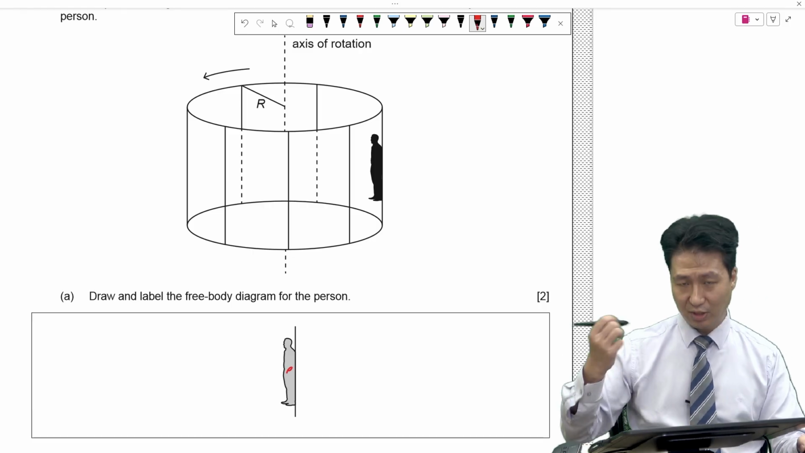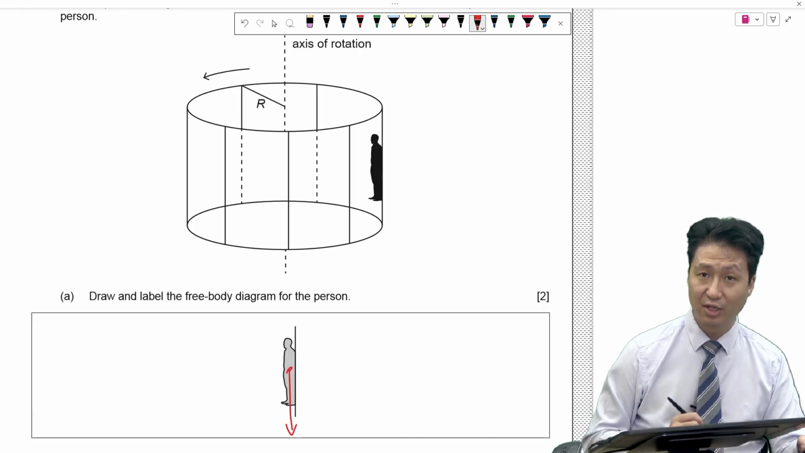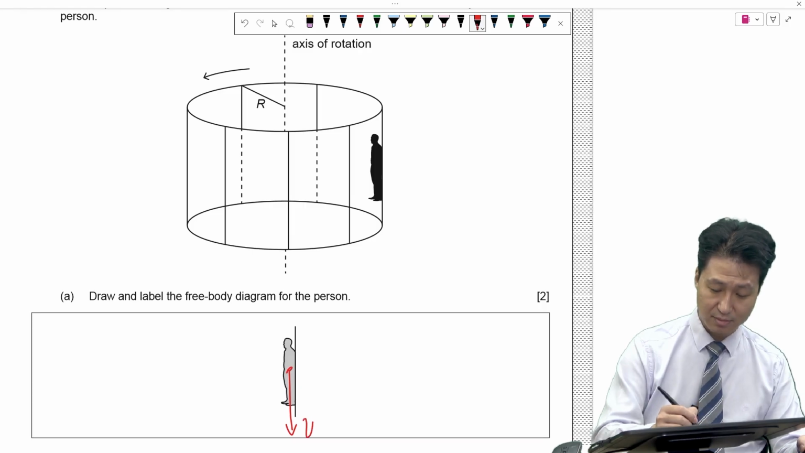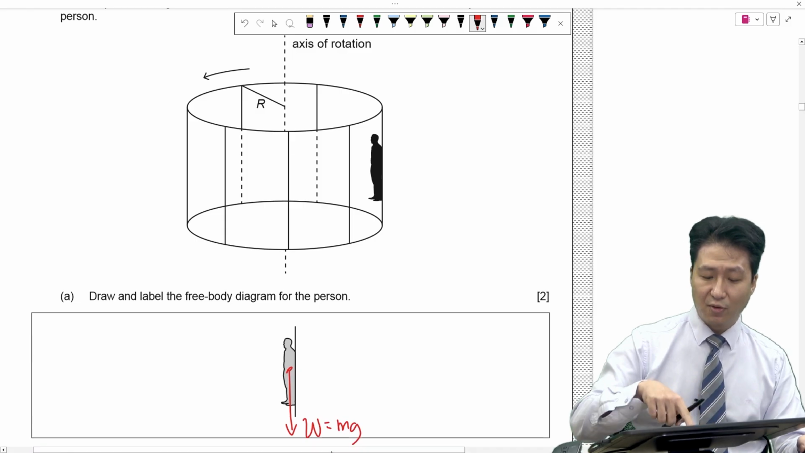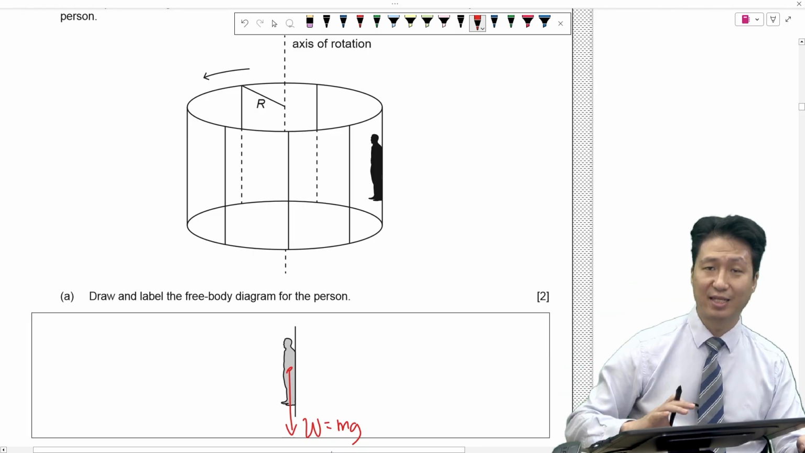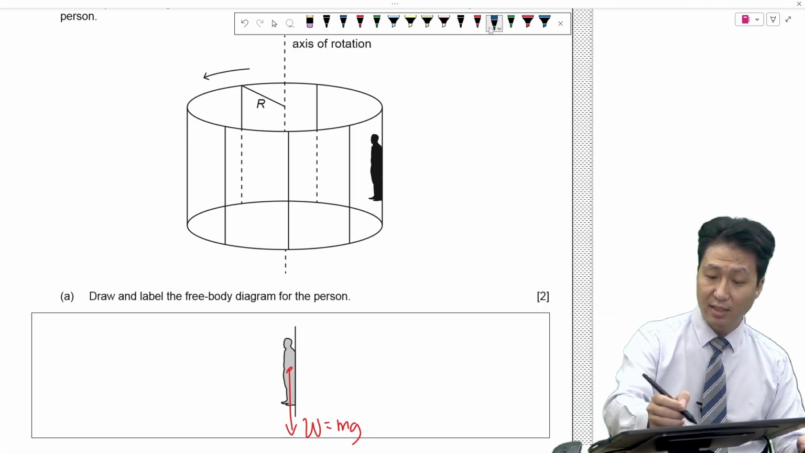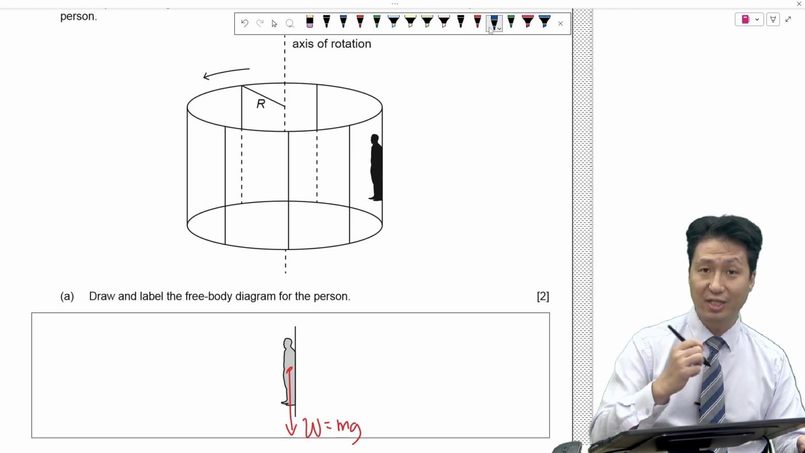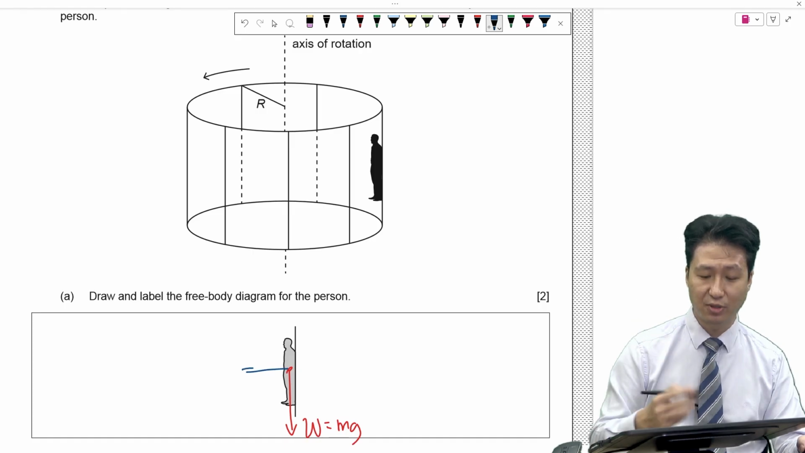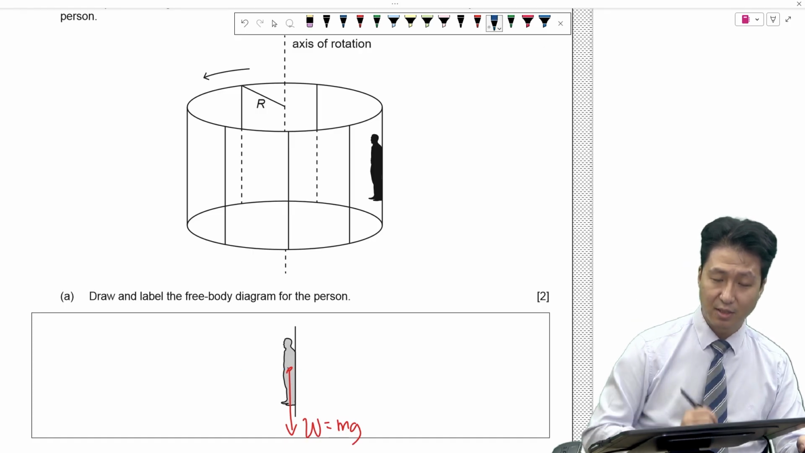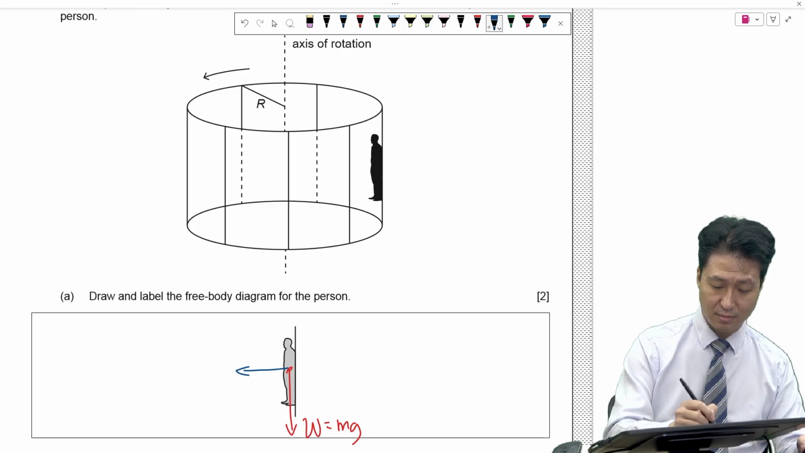First, we assume this is on Earth, so there will be a gravitational force downwards. You can label this W for weight, or force of gravity, Fg, or mg. Now, if there were only this one force, of course, the person would just slide down. Second, there is a force towards the center of the cylinder, which is how the person is able to maintain the horizontal circular path, like this. This force is provided by the normal force of the wall.